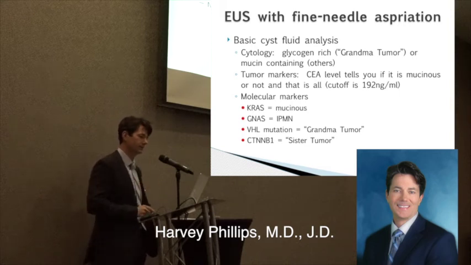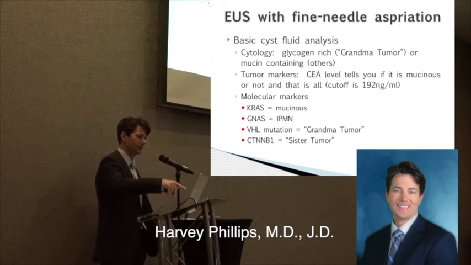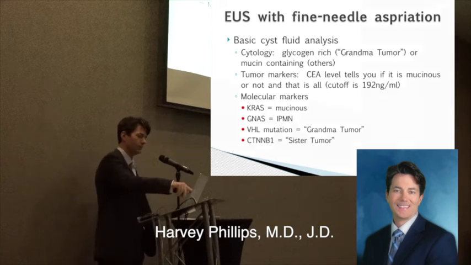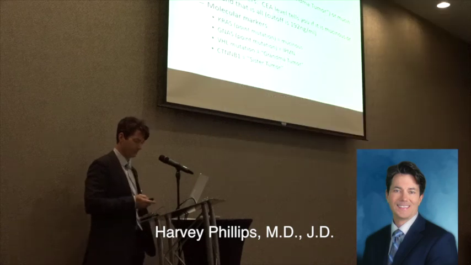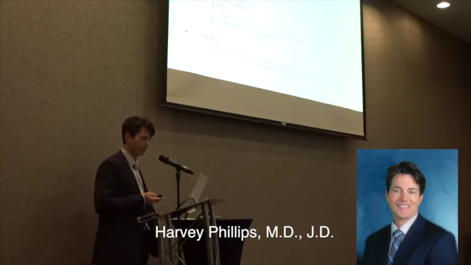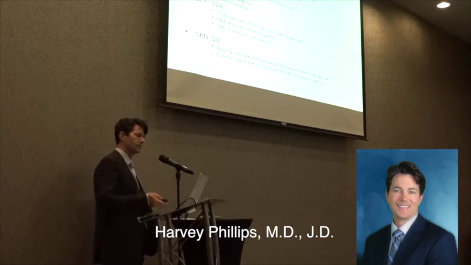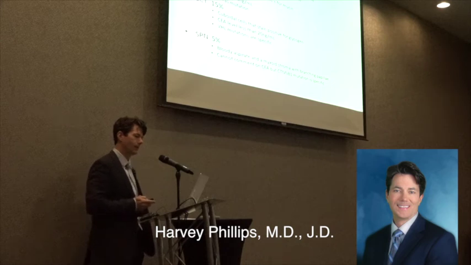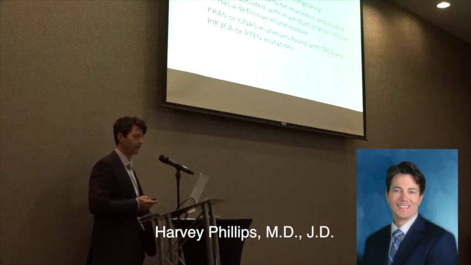GNAS, that's the girl from Ipanema. VHL mutation, grandma tumor, CT and NB1, sister tumor. I don't know much about those last two, but I do see those other two on reports from time to time, when I get aspirations. All right, this is just a slide I want you to take with you, look it over. This kind of tries to distinguish each of these 4 separate neoplasias. If you have aspirations, this is what you're going to get, or you're used to a NAP to analyze it.